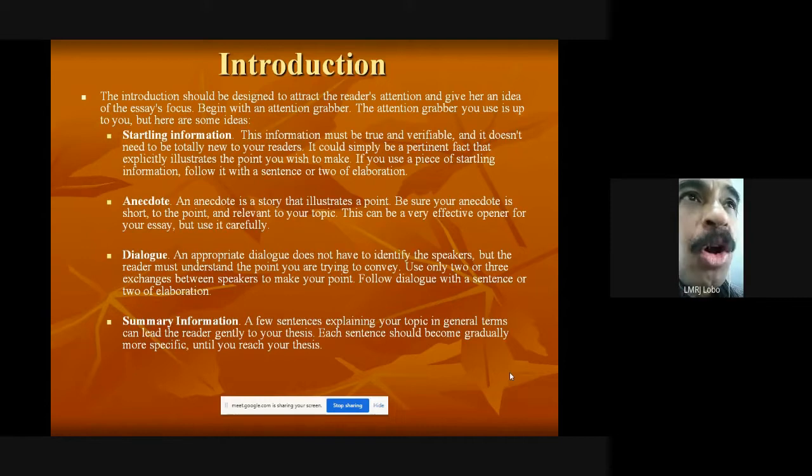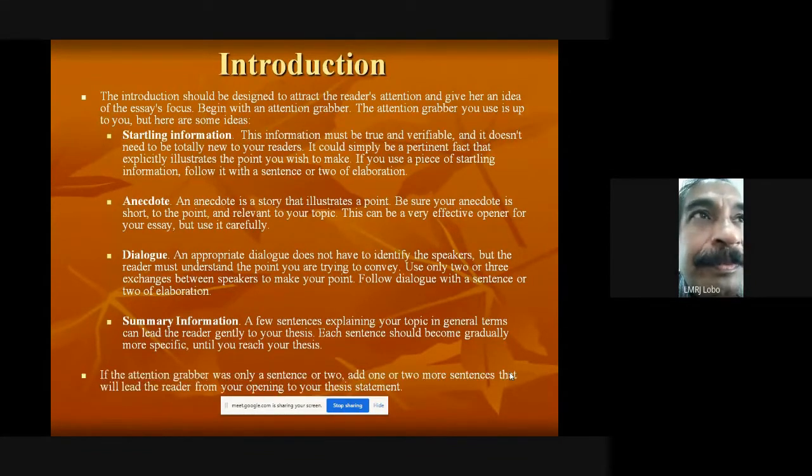Then you may use a dialogue between maybe two individuals, which does not have to identify the speaker, but is a relevant speaker which people already know about. Follow the dialogue with a sentence or two elaborating what the dialogue was about. Or you may have summary information telling what your essay is, what your topic is in general, and lead the user gently to the main statements and the subsequent statements.